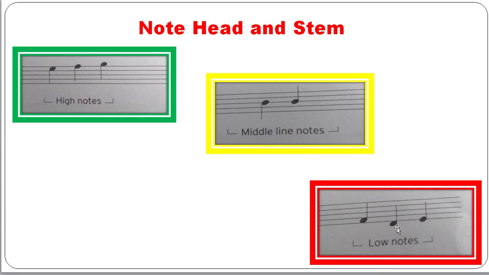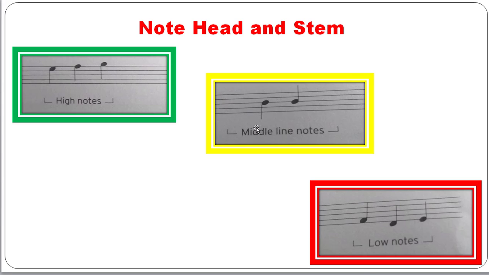Now we will talk about the symbol which is below the first line. We will talk about it later in the next class. Now this is a stave where the notes may be placed either on the line or on the spaces. If the notes are placed on the first 2 lines or first 2 spaces, they have low pitch and they are called low notes.